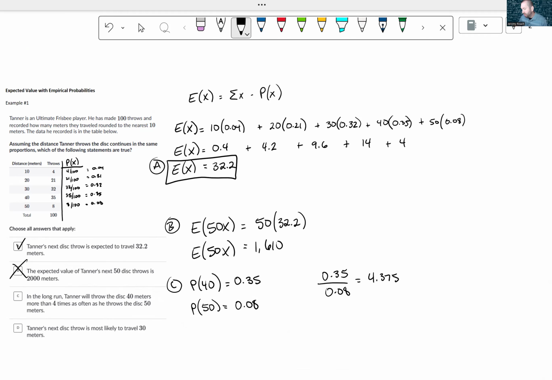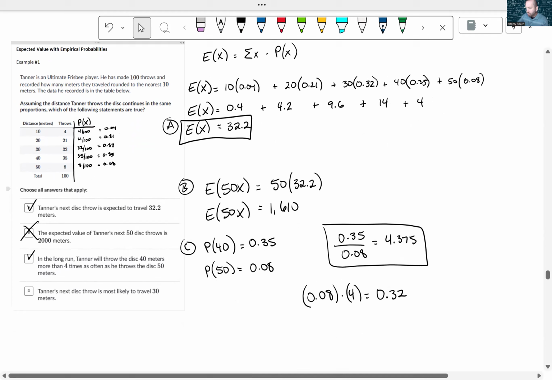We could also just say 0.08 times 4 and then see if that is less than the probability of him throwing the disc 40 meters, and it is. I like this way better. We can get an exact number, 4.375 times more of a chance, or in the long run, throwing the disc 40 meters than 50 meters.